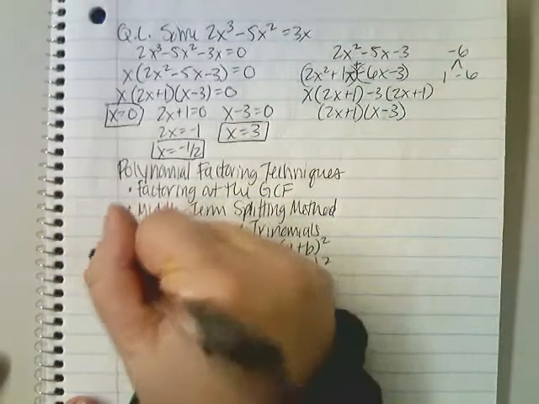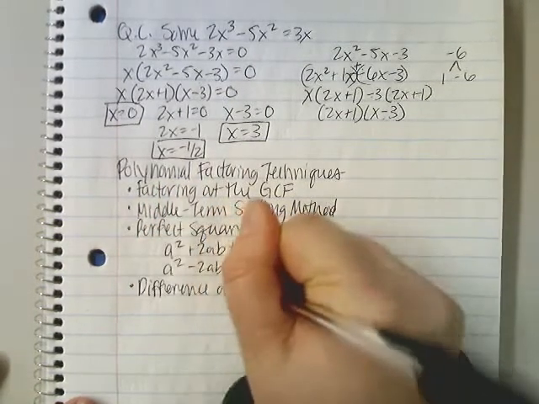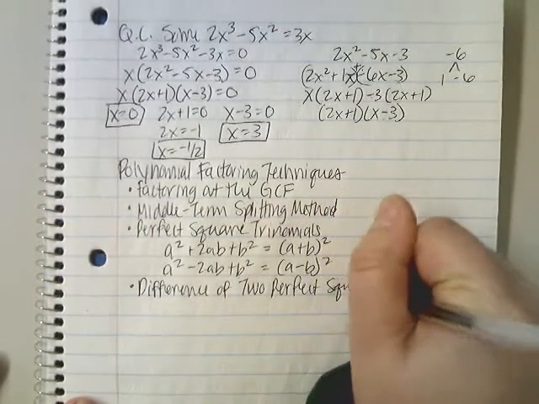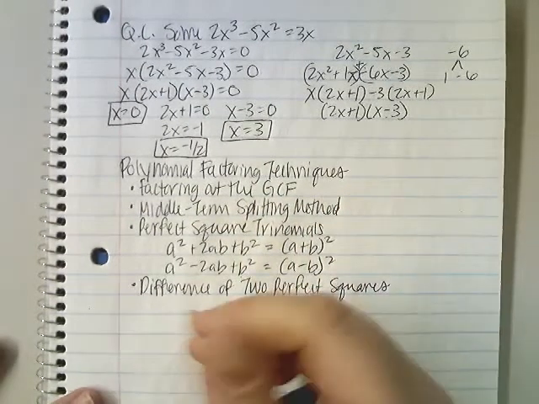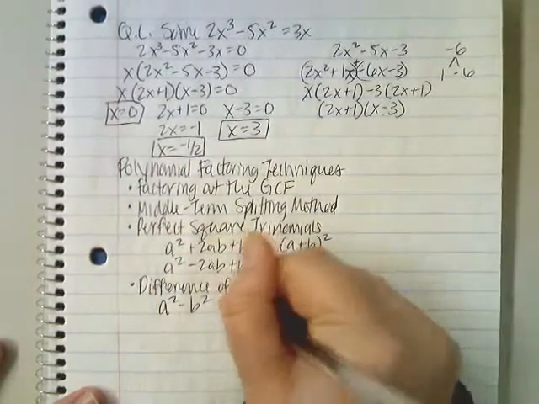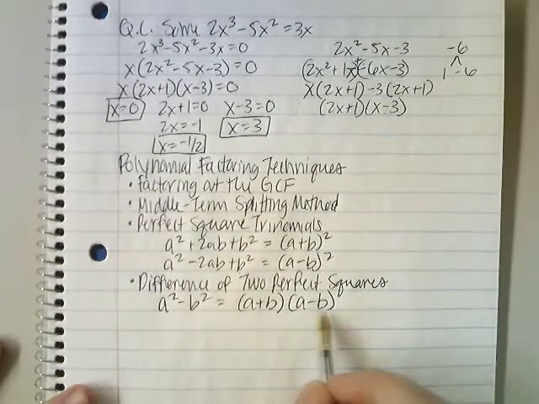The other one we've talked about is the difference of two perfect squares, which again, as a quick refresher, is if we have a squared minus b squared, it will factor to (a plus b) times (a minus b), or switch the order.